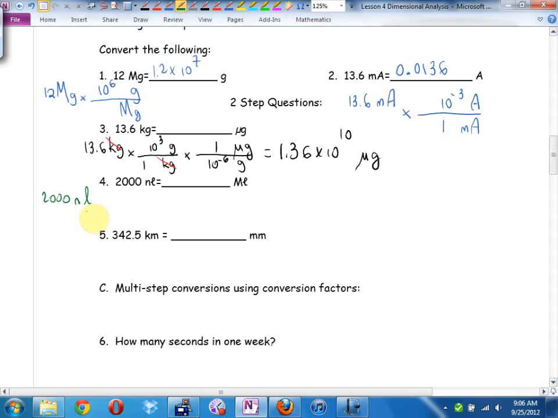I write down the question. Do I have a way to go from nano to mega in one step? Nope, it's going to be two steps. So first I want to get rid of the nano. To get rid of the nano, Zach, where am I going to put it? On the bottom. And then just plain old liters on the top.